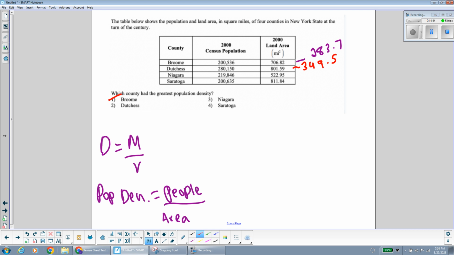219,846 divided by 522.95. And that is approximately 420.4. So far, that is the greatest population density. So this choice is out. Just one more to go. 200,635 divided by 811.84. And that is approximately 247. So this one, answer choice 3, has the greatest population density.